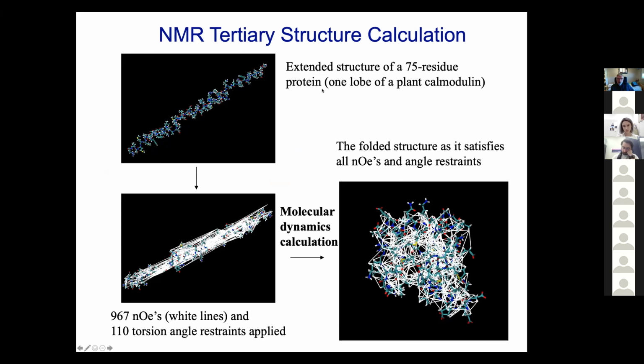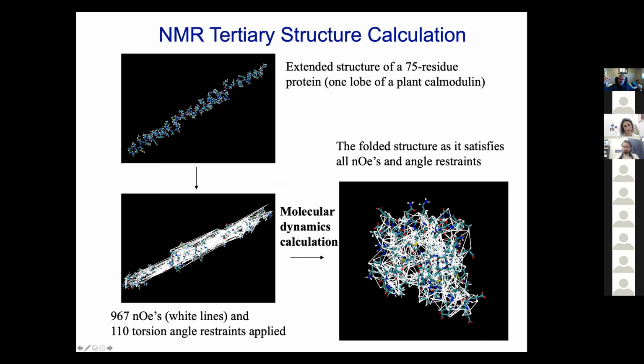This is for one lobe, so one of the two portions with two EF hands in it, for a plant calmodulin. And you remember that we use these NOEs, these hydrogen-hydrogen distances between 2 and 5.5 angstrom, to actually calculate that structure. And we started in this particular case out with a completely extended structure just to be unbiased, right? We didn't want to start with a structure that was already close to what it was, but we wanted to be totally unbiased. So let's make it totally extended. And then we put all these NOEs on there.